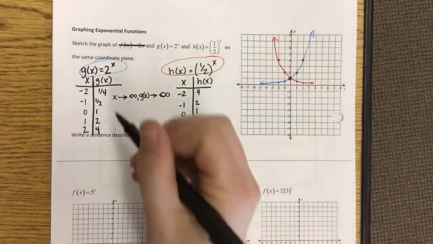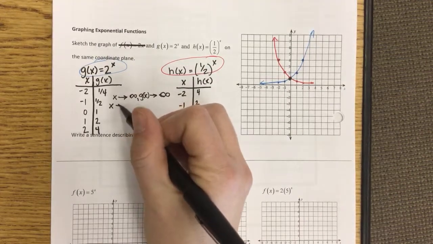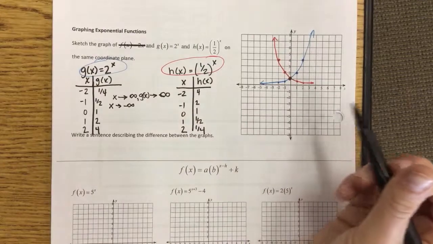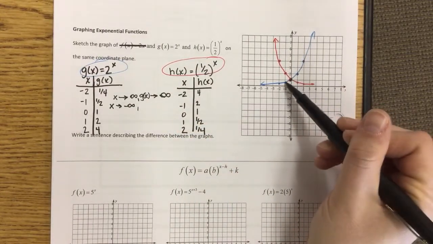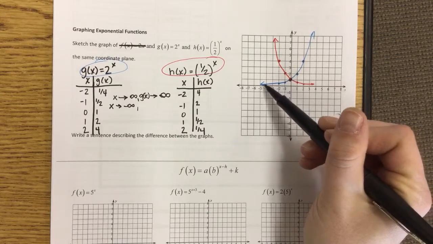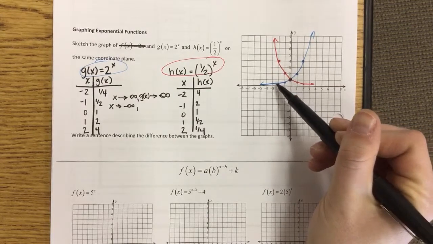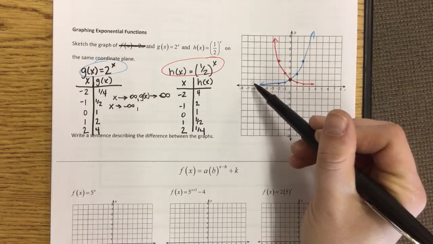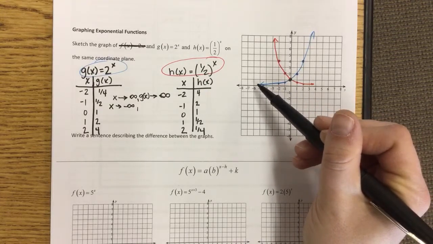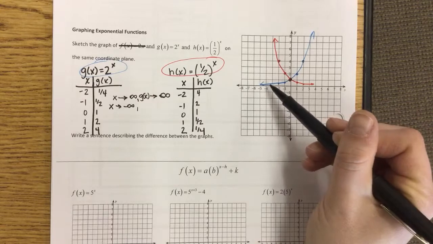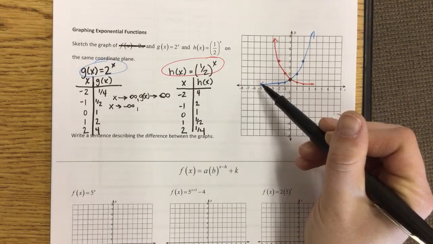Now, as x is approaching negative infinity, so as we look at this teal graph, as I go further and further to the left towards negative infinity, these numbers are going to get increasingly smaller, but they're never going to quite reach 0. So they're going to get super close to it, but never quite get there.